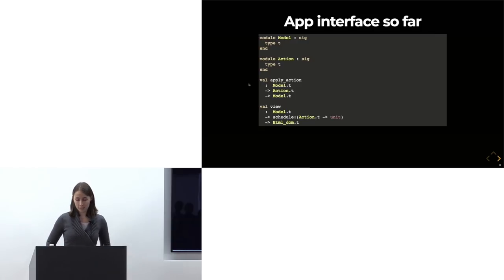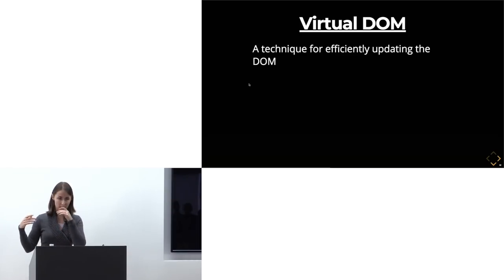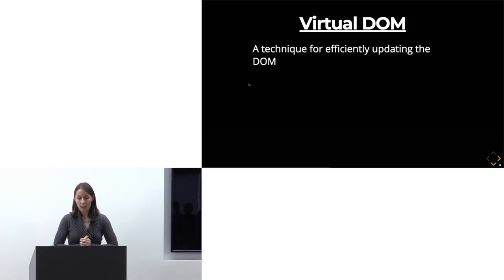So to fix this, we bring in virtual DOM. And virtual DOM is a technique that you can use to avoid making excessive changes to your DOM so that you reduce the amount of work that's caused for the browser. And this is a very popular idea that appears in a lot of frameworks. In fact, both Elm and React use it. And I think React is the framework that has popularized it, but it existed before React.